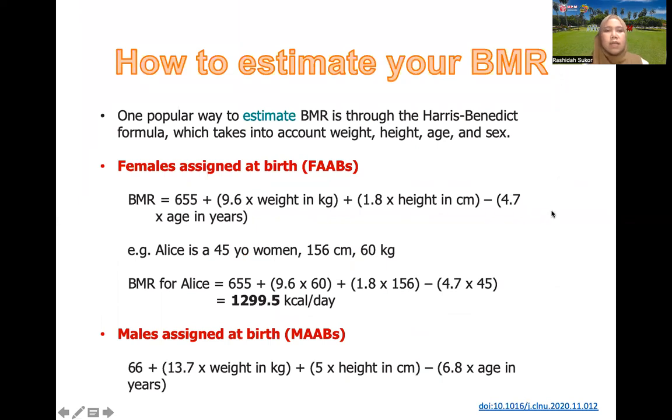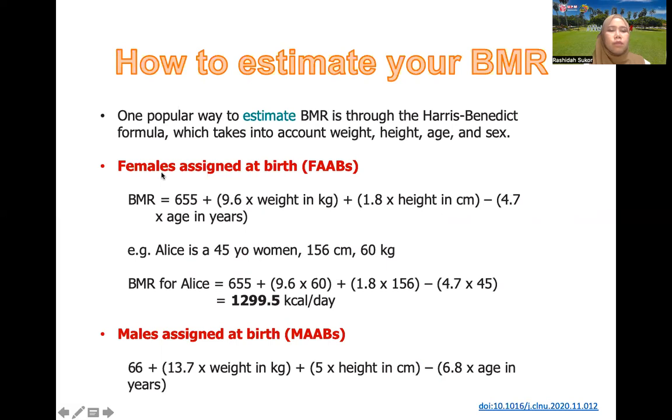This is another way of estimating BMR, using the Harris-Benedict formula. You can Google the DOI. I've given you the link. You can click there and it will open this review paper. You can go through that one as you go along in the program. This formula takes into account the weight, height, age, and also gender or sex.